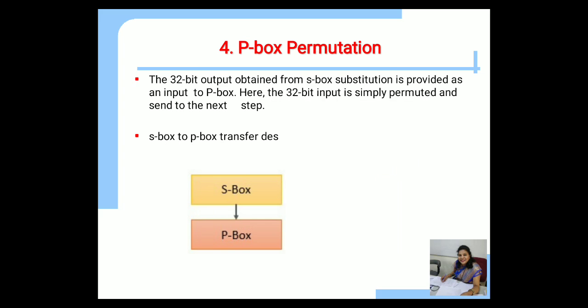Then after S box substitution, the 32-bit output obtained from the S box is provided to the P box. Here the 32-bit input is simply permuted and sent to the next steps. So whatever 32-bit input we get from the S box is only permuted, meaning the positions are changed.